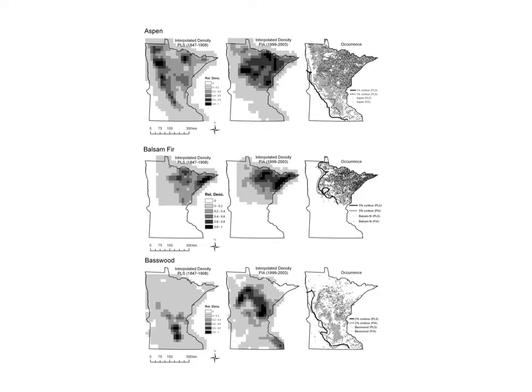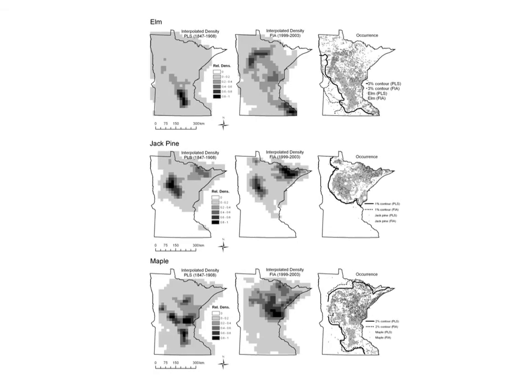A lot of these changes are due to land use changes by people, but there's also change in the climate, and so the expansion of basswood in the north is probably partly caused by climate change. Here we have elm, and elm was common in the Big Woods, again, pre-settlement, and that was cut down and converted to cropland, and elm is expanding in the north.